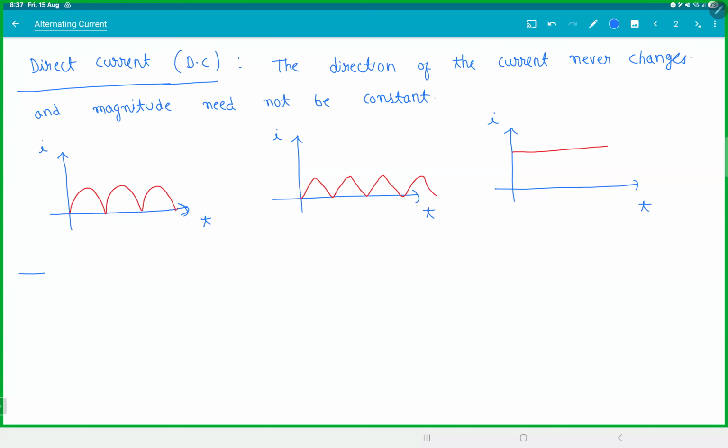Now, if you look at AC and DC, AC, we have seen in the last chapter, transformers. AC is pretty efficient for power transmission. If you want to send energy from one point to another point, sending in AC current form is more efficient because of transformers. You can step up and step down.